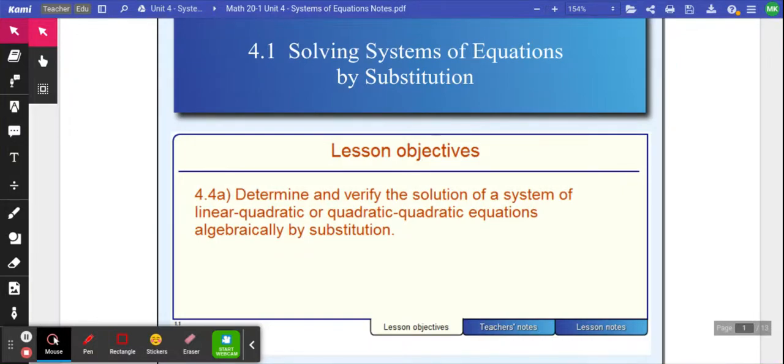Welcome to some more online learning. We're talking about Unit 4, Lesson 1, solving systems of equations. It's going to be a blast.